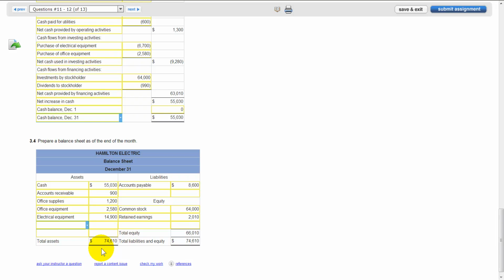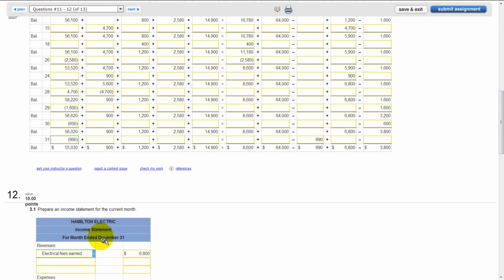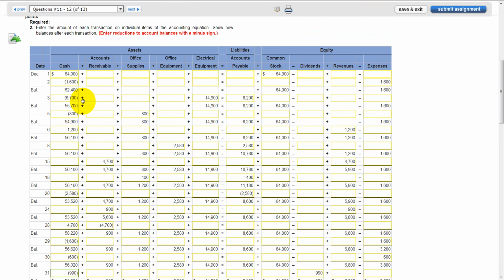And even if it does match, there's still a possibility that something could be recorded wrong. An example would be where it still would balance. If, let's say, I put in $1 up here instead of 64,000 and $1 up here instead of 64,000, all of my work would still balance even though it's wrong.